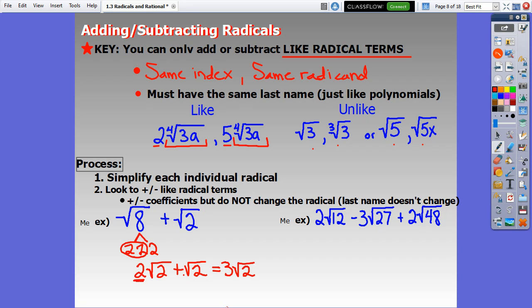Looking at the next example, same thing. Just break it down. In this case, what you can break this down to is 4 and 3. 4 goes to 2, 2, so I can take a 2 out. I already have a 2 there, so multiply them, and I left a 3 behind. 27 breaks down to 9 and 3. 9 breaks down to 3, 3, so I can take a 3 out. I already have a 3 there, so remember to multiply those.